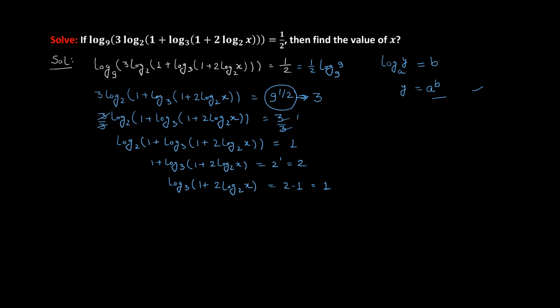So again we can write it as 1 plus 2 log x to the base 2 is equal to 3 to the power 1, that is equal to 3. So we will get 2 log x to the base 2 equal to 3, this 1 goes to this side, minus 1 equals 2. So log of x to the base 2 is equal to 1.